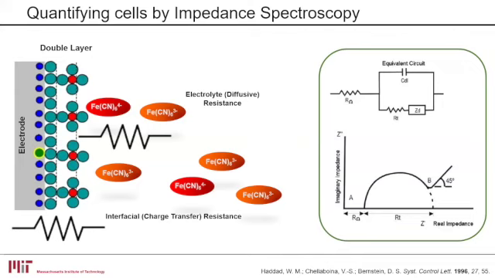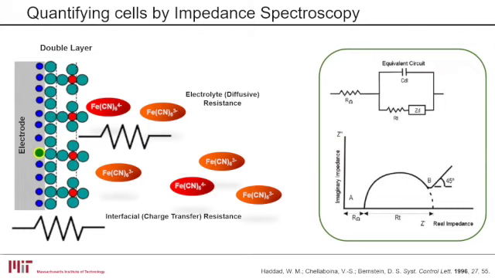And there are 2 components we can measure from this. We can look at the electrolyte or diffusive resistance, which is basically just resistance from these molecules to diffusion in solution. And we have the interfacial or charge transfer resistance, which is what we care about. And fundamentally, that's basically just telling you how much of your surface is blocked.